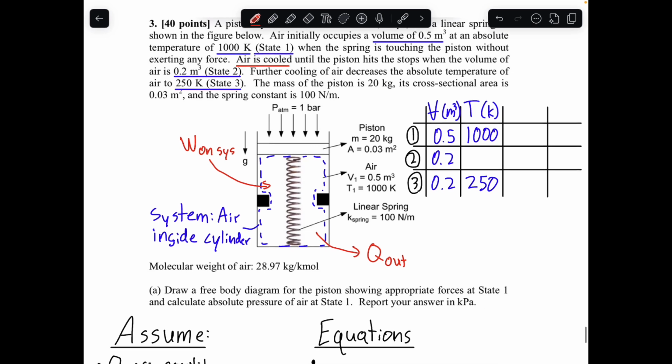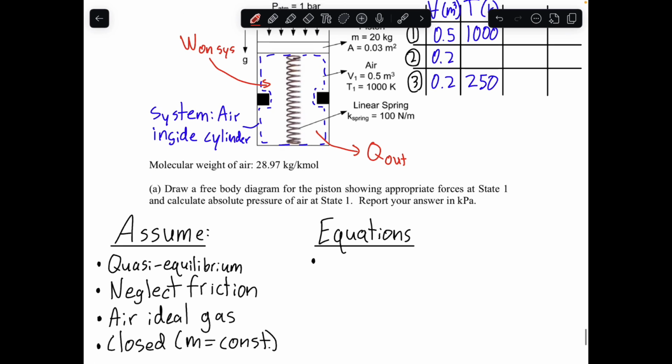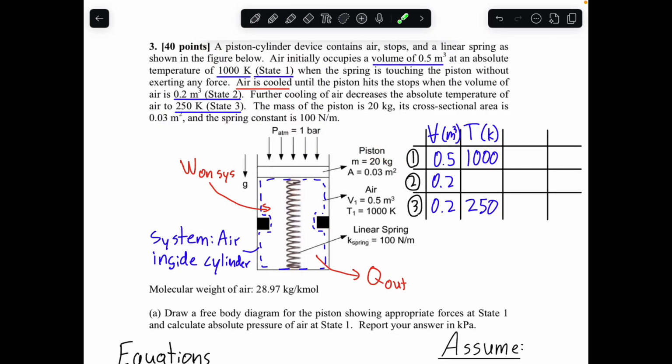And that's all we have for our energy flow diagram. So now we can move on to our solution for part A, which asks us to draw a free body diagram for the piston showing appropriate forces at state 1 and to calculate the absolute pressure of air at state 1 and report our answer in kilopascals.